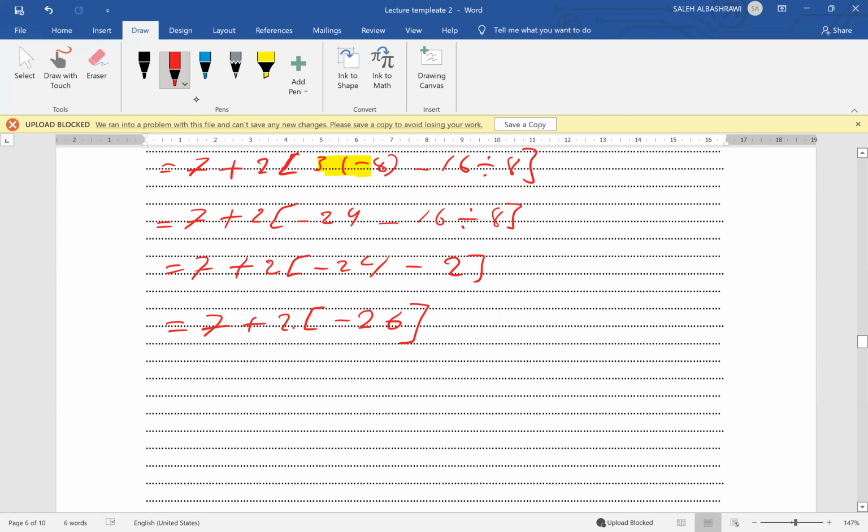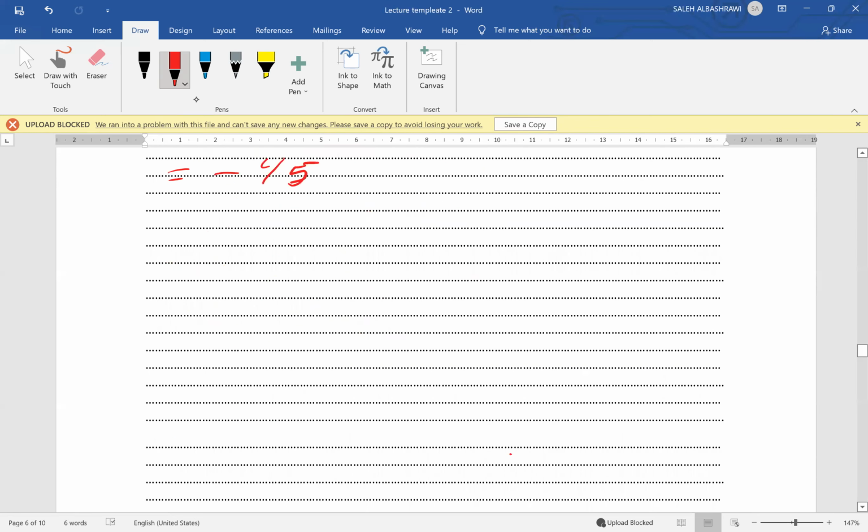Now I have multiplication and addition. Multiplication comes before the addition. So this is equal to 7 plus, or say, 2 times minus 26 is minus 52. 7 minus 52 equal to minus 45. So the answer is minus 45. Another example.